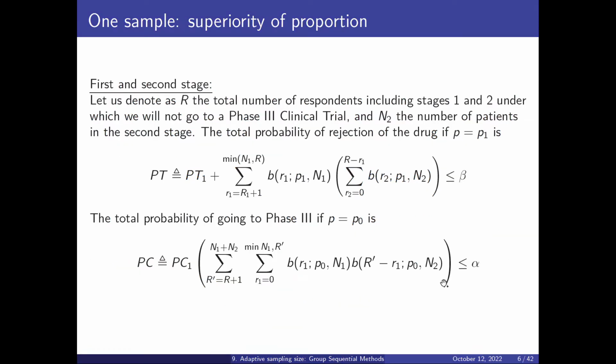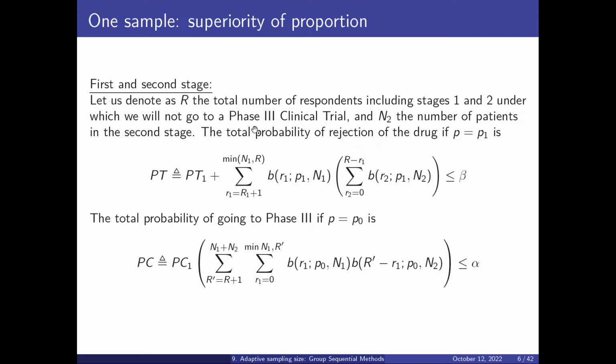Okay, now let's consider the first and the second stage. So let us denote as R the total number of respondents, including both stages. And then we will decide whether to go to phase 3 clinical trial. So we are now in phase 2. So let N2 be the number of patients in the second stage.